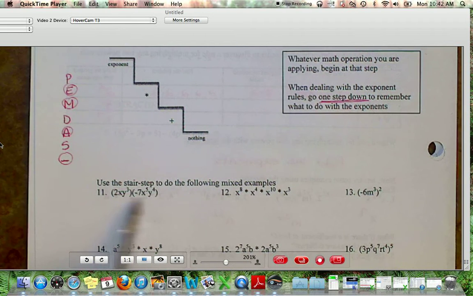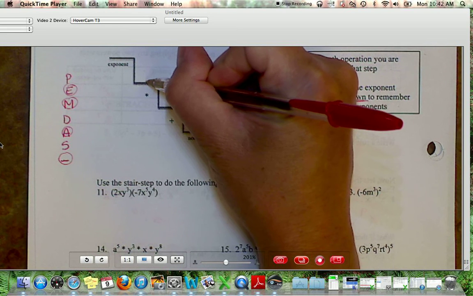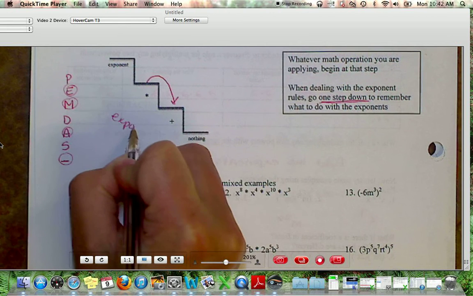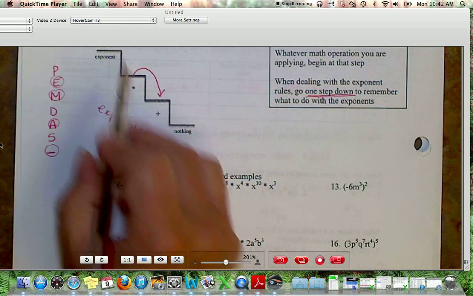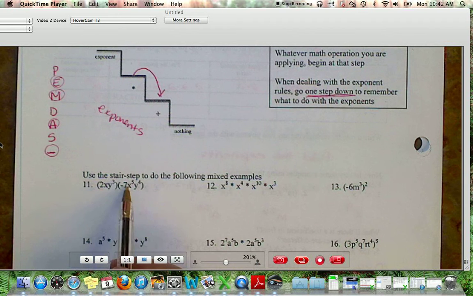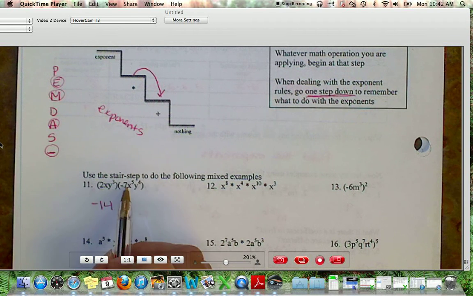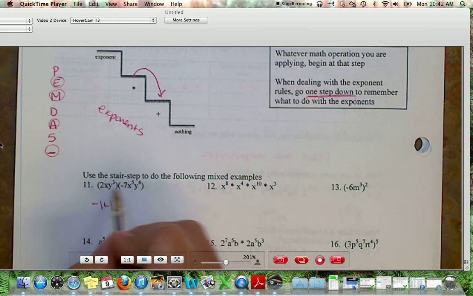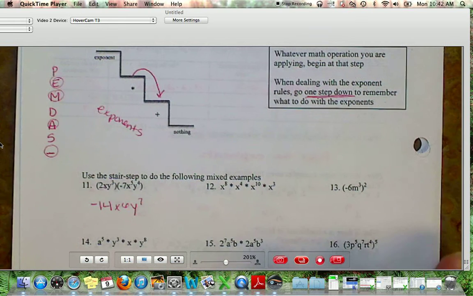So this is a multiplication problem. That means if it's a multiplication problem, I start on the multiplication step and I go down a step, and that's what tells me what to do with my exponents. So these are exponent rules. The 2 and the -7, they don't apply to this stair step. We just multiply them like we normally would. That'd be -14. With the x's, though, those have exponents on them. So the stair step says we add the exponents. So we get x to the 6th, y to the 7th. Okay.